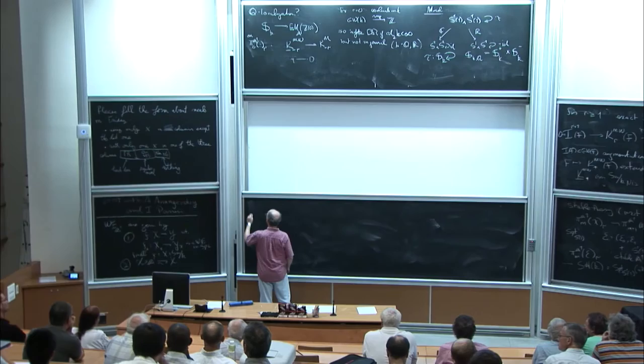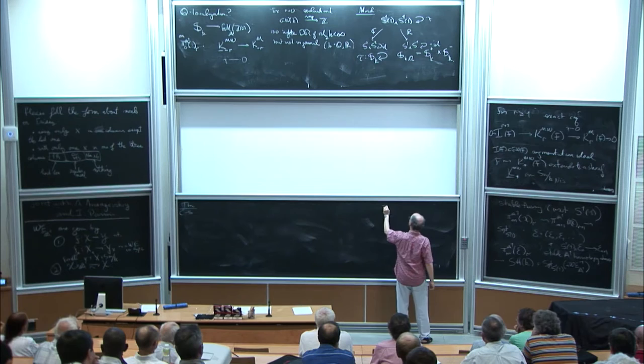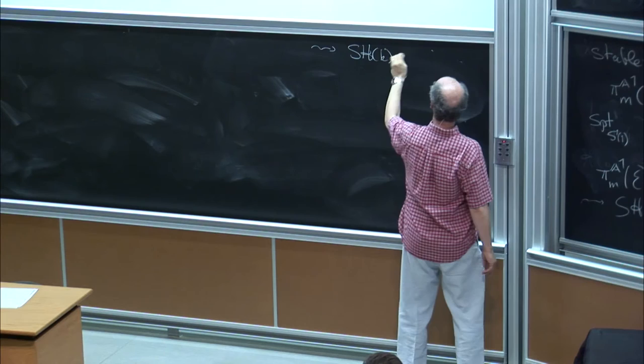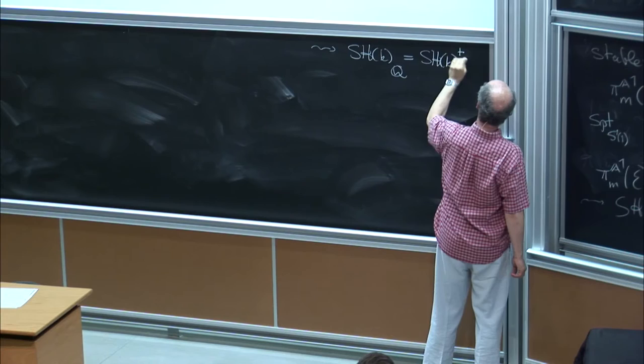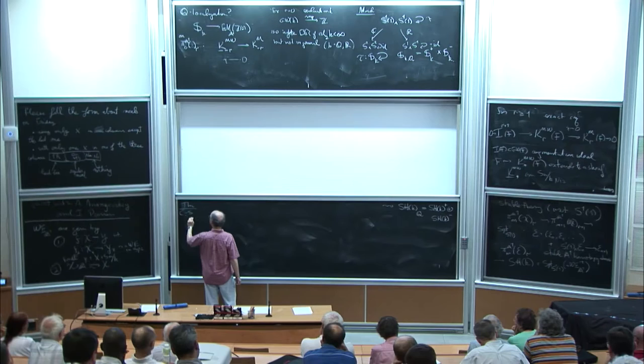So the theorem of Cisinski-Déglise. Maybe I should say, since I just said it, that the sphere spectrum is the unit in the category, so I should have written it here. That says that SH of K, you just have to invert two, but let me write it with Q coefficients, is a plus part direct sum a minus part. So the plus part looks more like classical homotopy theory in this sense, the theorem of Cisinski-Déglise.